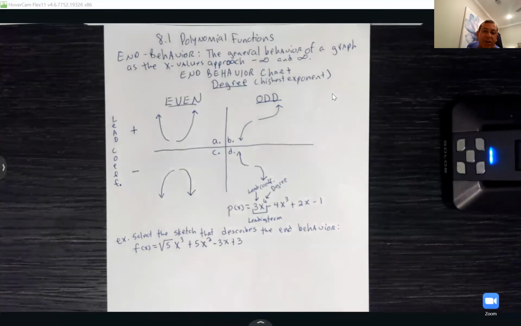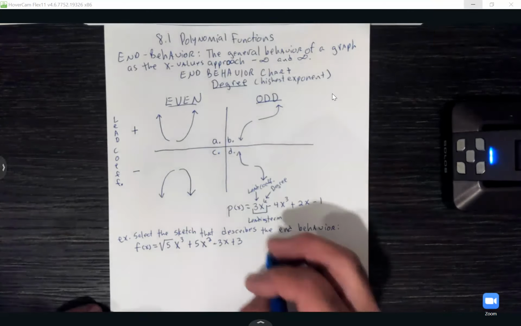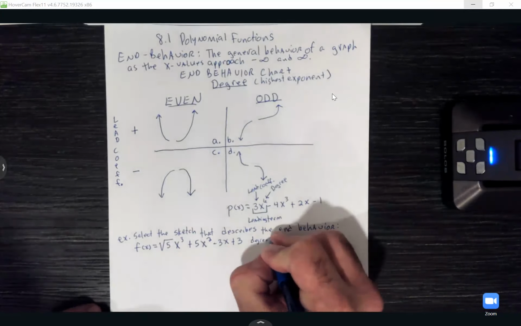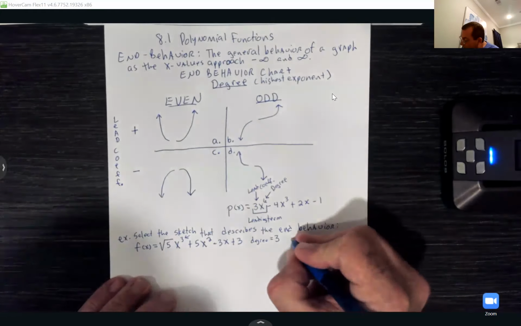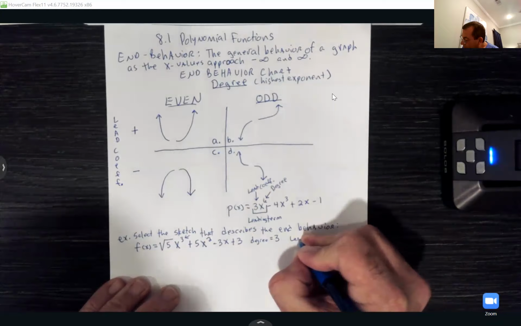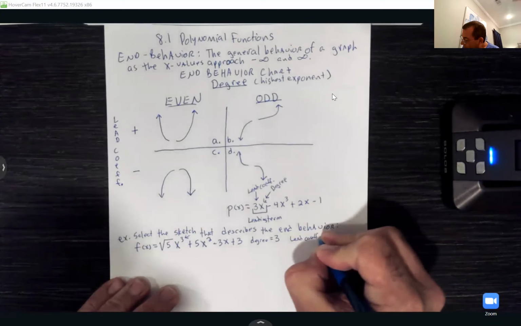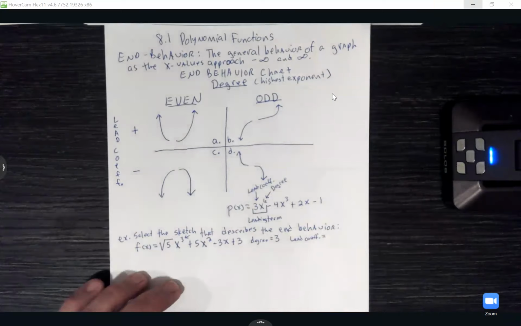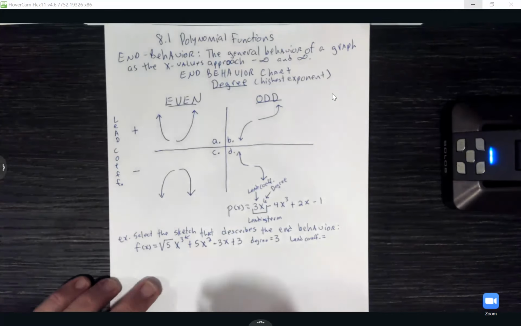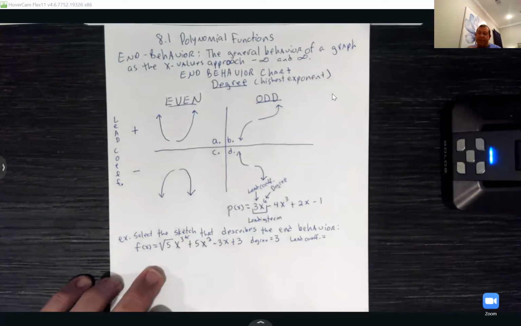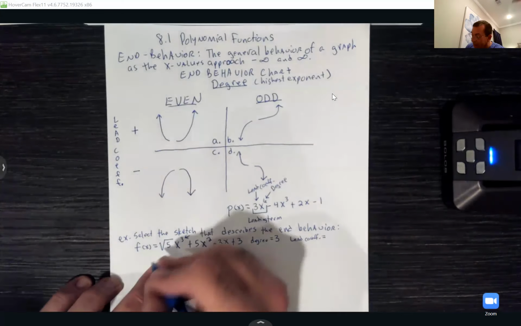So the first thing I would ask y'all, what is the degree of this polynomial? 3. So the degree is 3, because right there is my highest exponent. Now my lead coefficient, five. So my lead coefficient, would it be positive or negative? Positive. Because that's a square root of 5, so that is definitely a positive square root of 5.